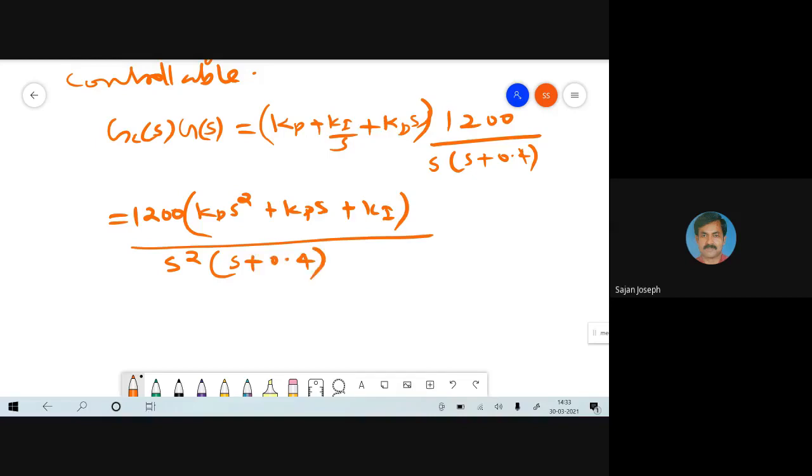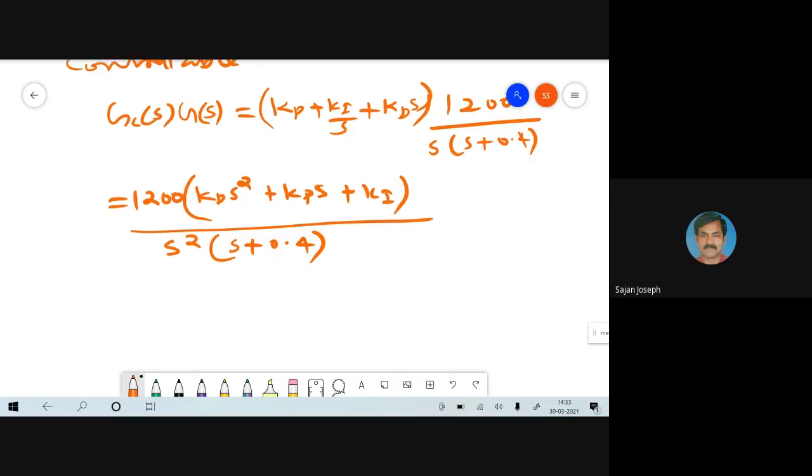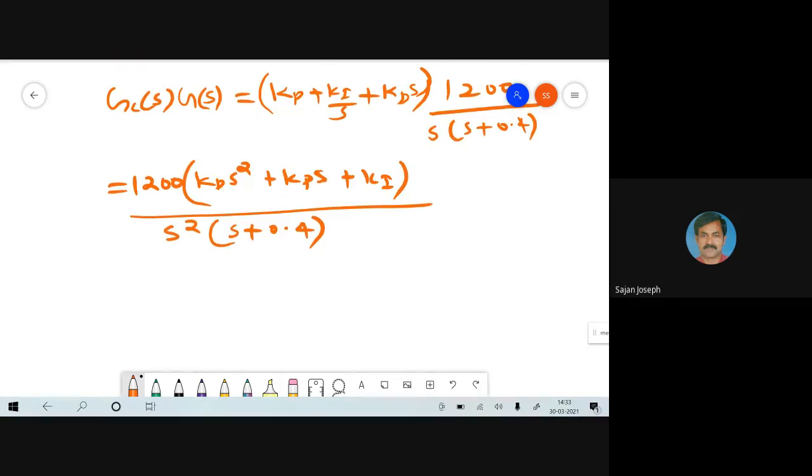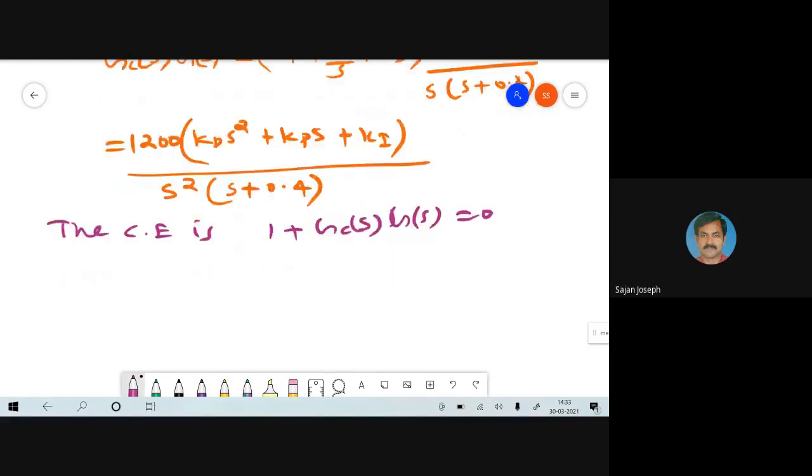So all the objectives are satisfied. Type number is 2, so the static velocity error is 0. We don't have to worry about static velocity error. It will be automatically 0, and the other things are also satisfied. Then you can find the characteristic equation. What is the characteristic equation? The characteristic equation is 1 + Gc(s)G(s) = 0.